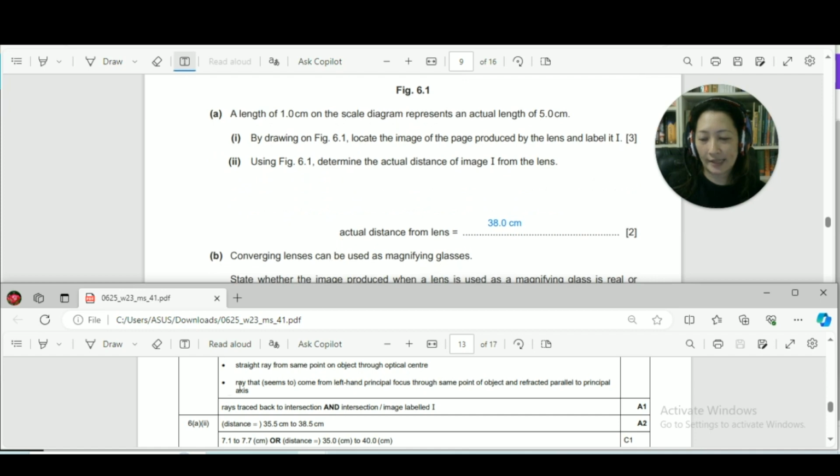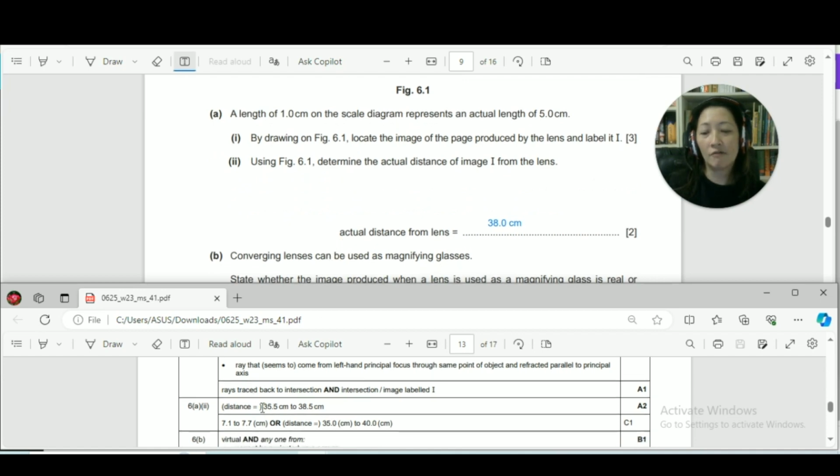And as you can see within the mark scheme, there is a range of numbers. The accepted distance is between 35.5 cm to 38.5 cm. So as long as you have drawn your ray diagrams correctly and the image distance obtained falls within this range, you will get your full 2 marks. So if you didn't get the numbers within this range, you can still get 1 mark.